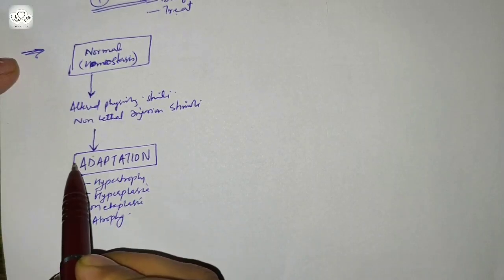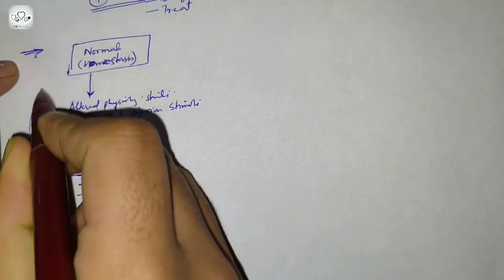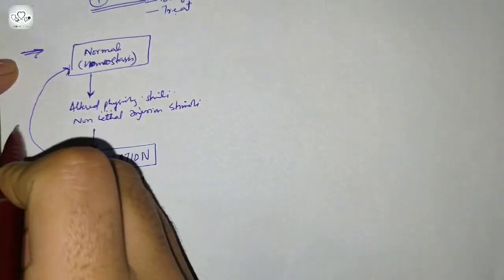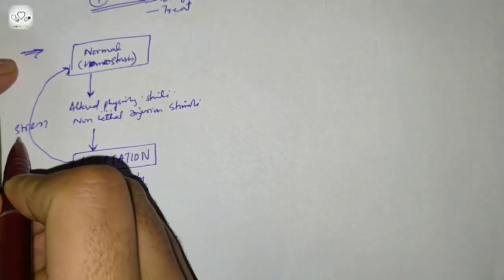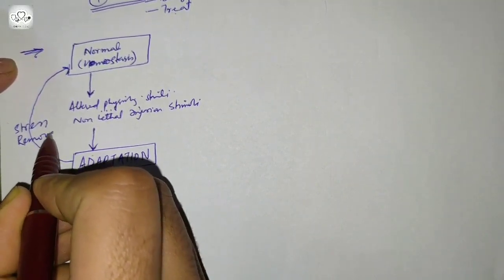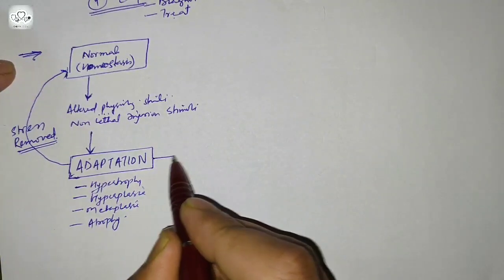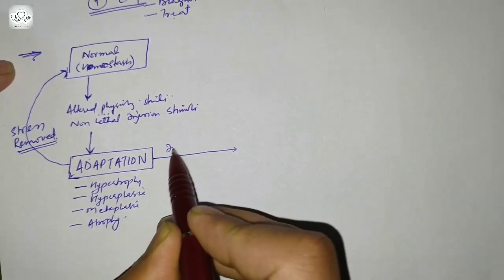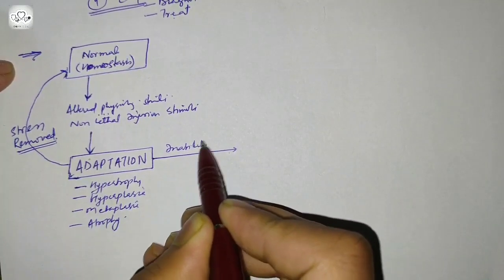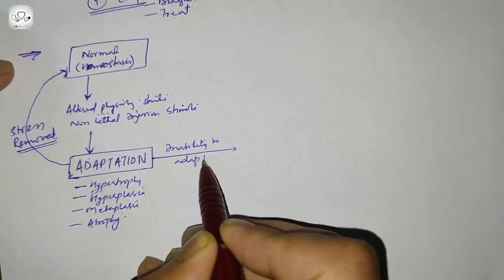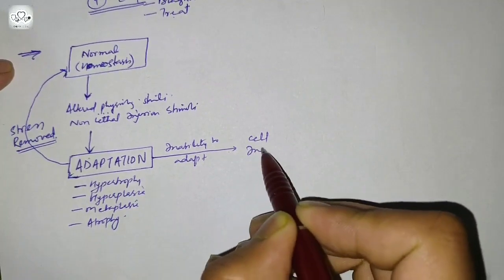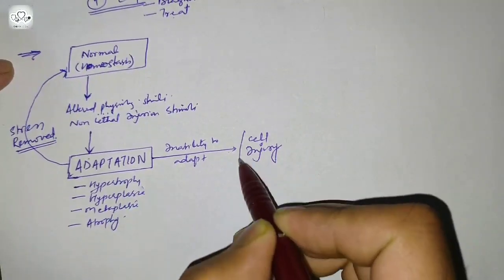All right. And what happens? This adaptation is most of the times a reversible process. So if this stimulus ends or the stimulus is removed, what happens? The cell goes back to normal. That is when the stress is removed. All right. But if the stress isn't removed, what will happen? Or there is inability to adapt. What happens is there is cell injury. Cell injury occurs.